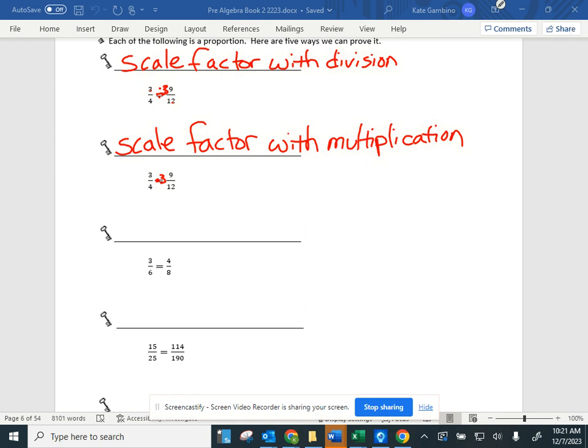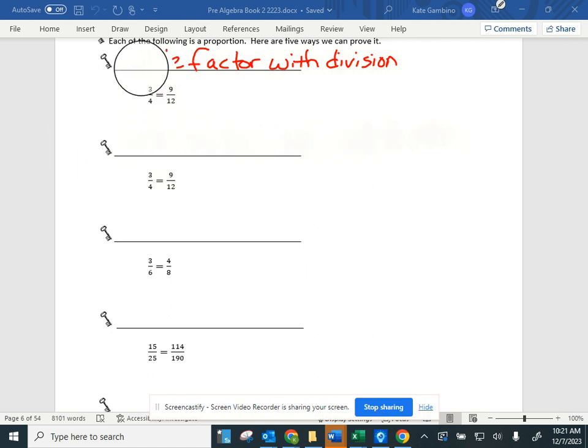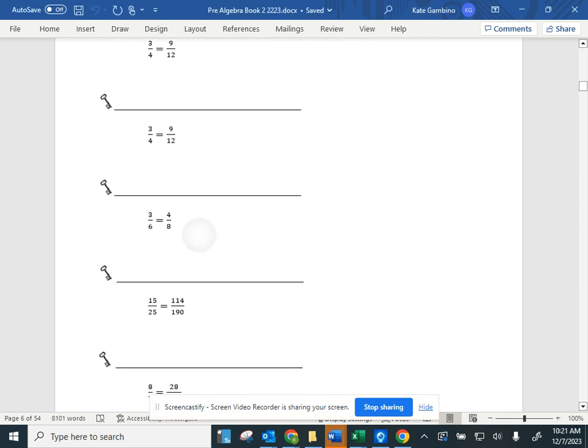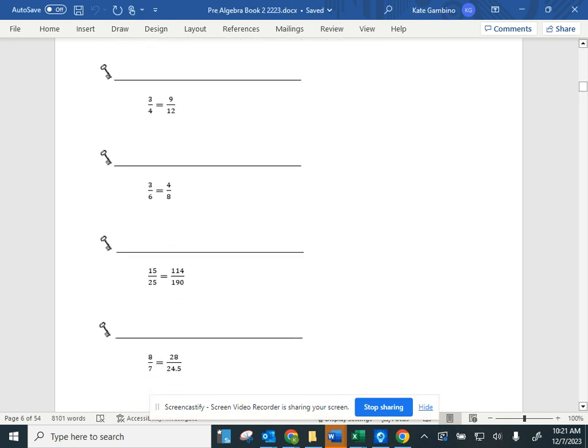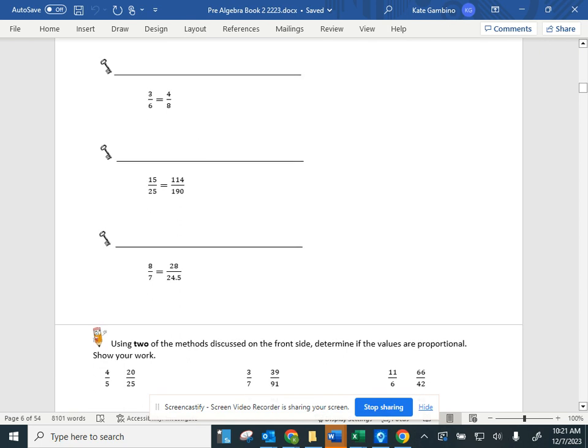So if we look at our next one, 3/6 to 4/8. To go from 3 to 4 and to go from 6 to 8, I don't know off the top of my head what the scale factor would be. I just don't know it. And that's okay. I don't have to use my calculator to divide down and multiply it.